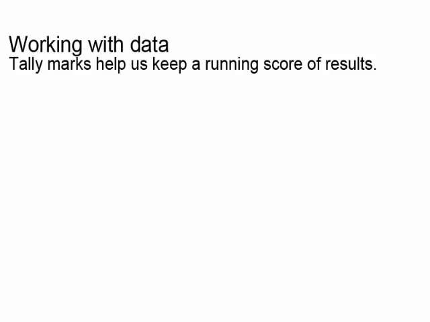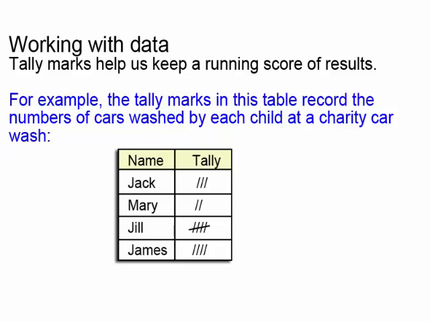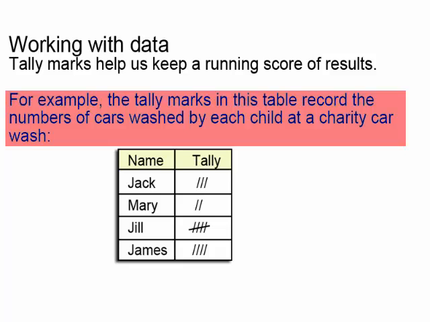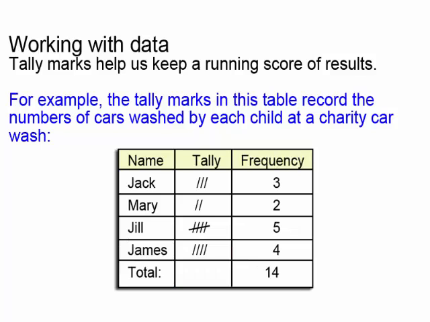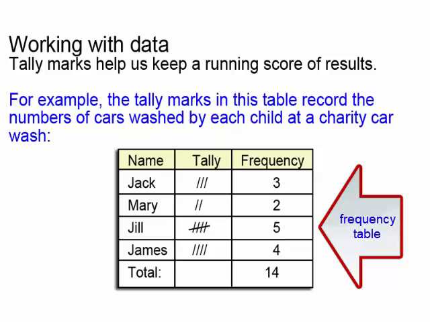One of the oldest forms of data collection in the world are tally marks. And tally marks are usually used to keep a running score of something. In this example, the scores are kept of the number of cars washed by each child. And from the tally marks we can see Jack has washed 3 cars, Mary 2 cars, Jill 5 cars, and James 4 cars. And if we write these tally marks down as numbers, we create a frequency table. And this frequency table can be used to analyze the data.